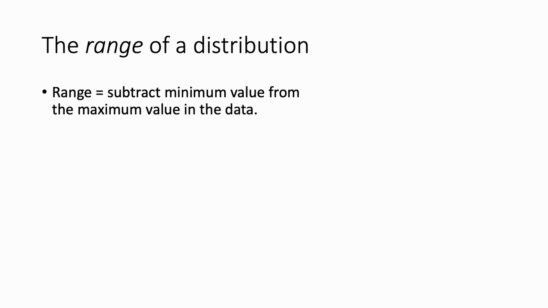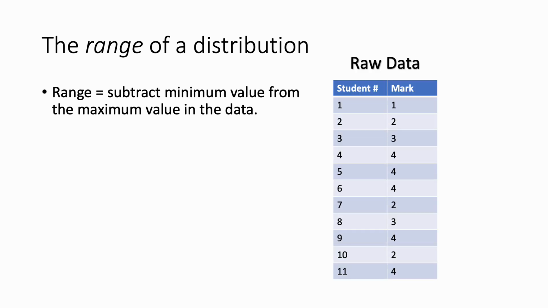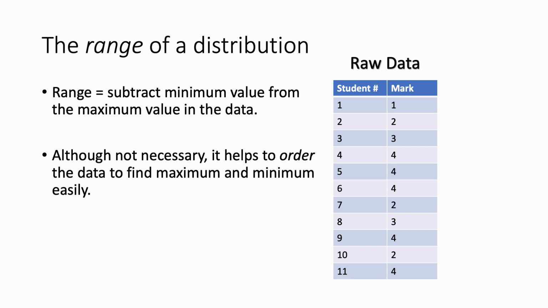The range is computed by subtracting the minimum value of the data from the maximum value in the data. Suppose here's a table of marks for different students. Now to find the range, although it is not necessary, it helps to order the data first, because then it's simple to find the maximum and minimum, because they lie at the two extremes of the ordered data. So the question is, shall we order the data by the student ID or by marks? Since we are interested in the range of marks, we shall order by marks.